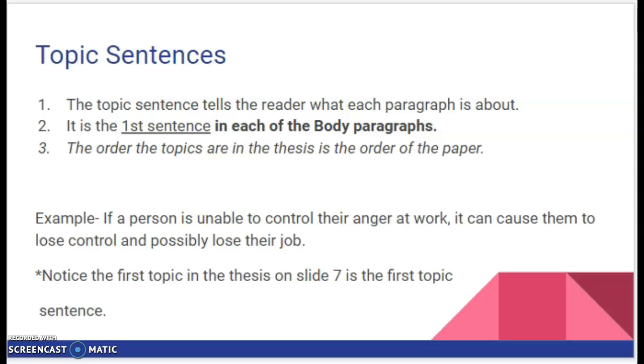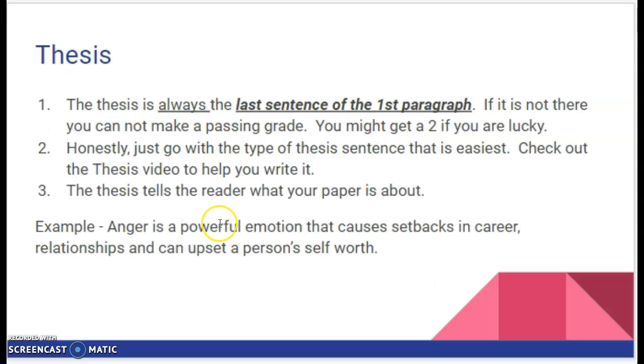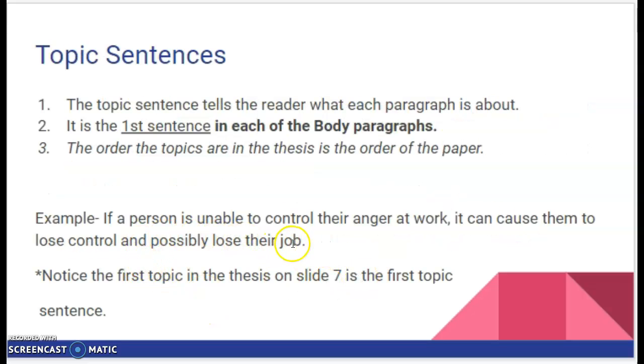So, in our example, if a person is unable to control their anger at work, it can cause them to lose control and possibly lose their job. Now, if you notice, that is the first topic in the thesis on slide 7, and this is our first topic sentence. So if we go back, we see anger is a powerful emotion that causes setbacks in career. If a person is unable to control their anger at work, career. Do you see what I'm doing?